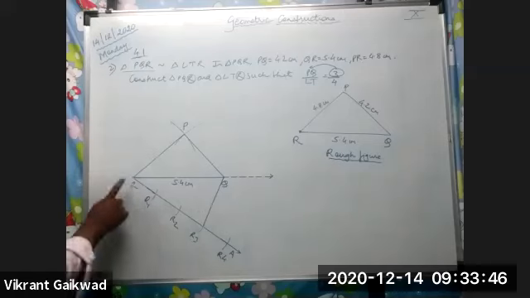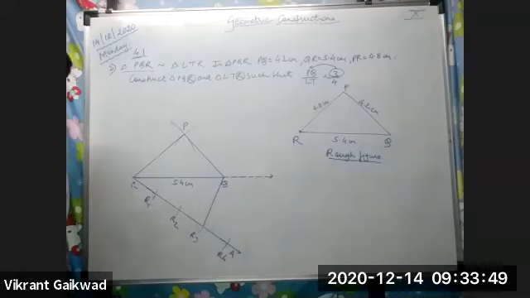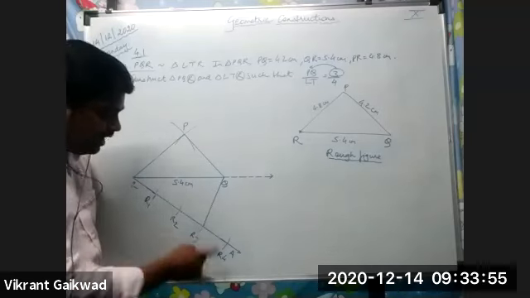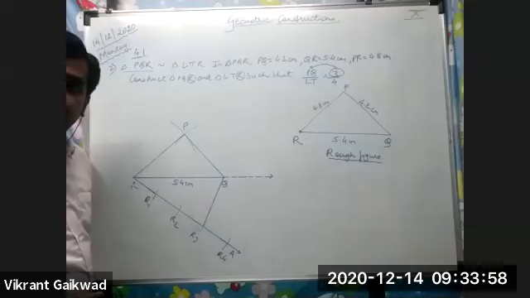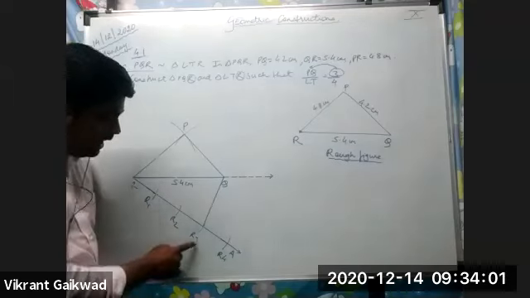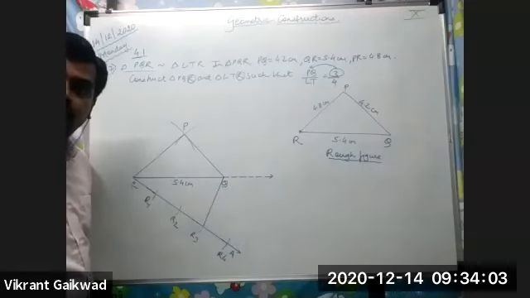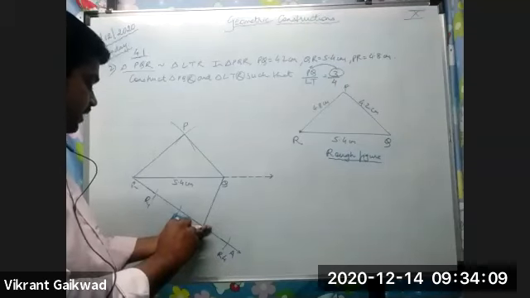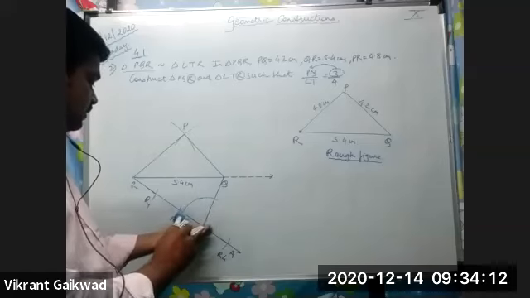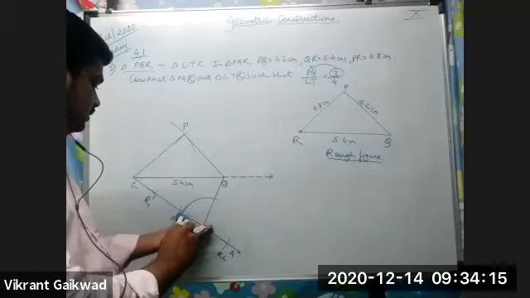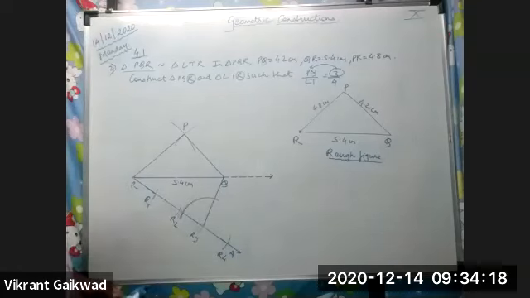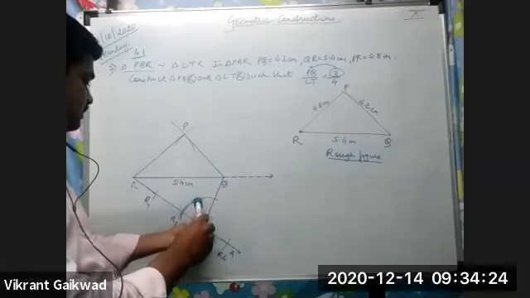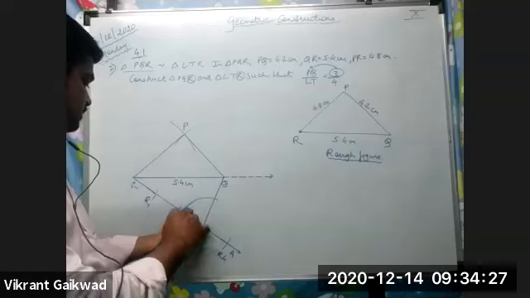You draw a copy of angle R3Q on R4. Is this clear? See, copy of R3Q on vertex R4. So what you'll do is take a small distance. Keep the tip at R3. Cut the arc. What happens?